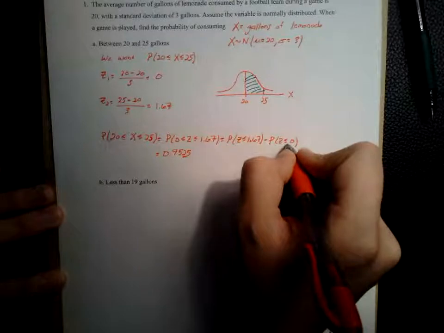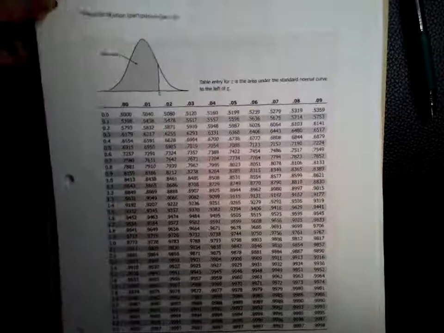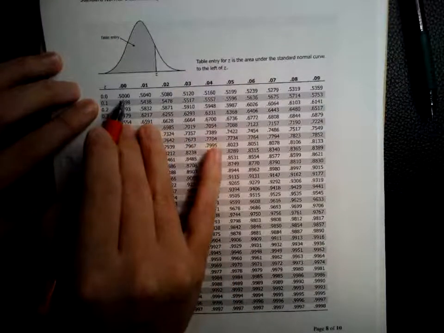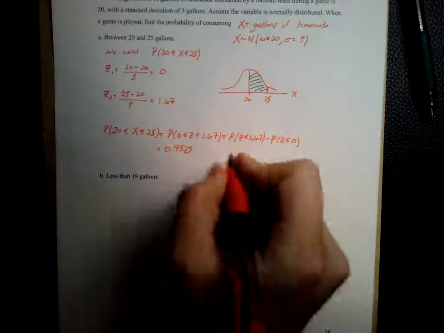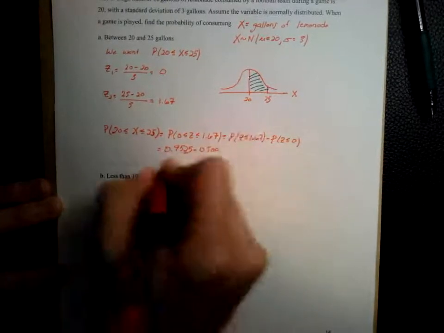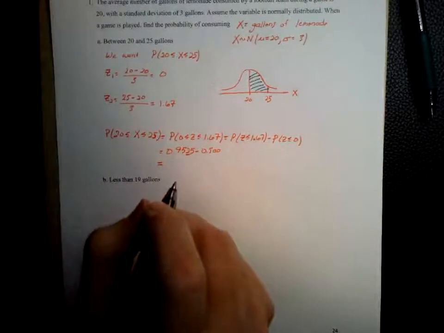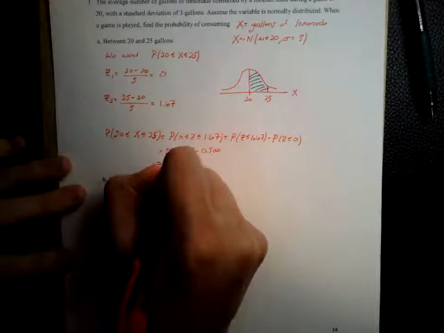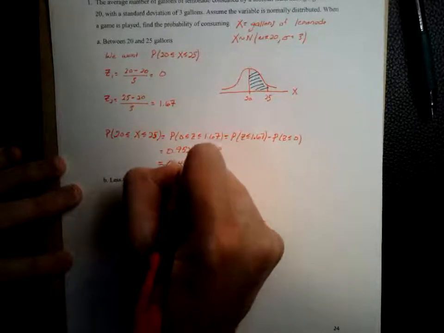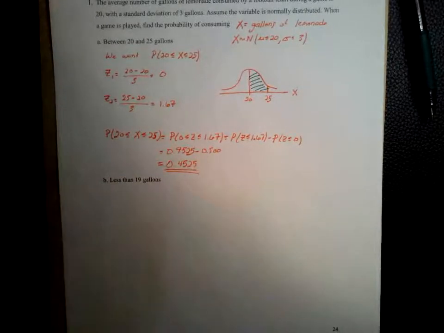We need to subtract off the probability of Z being less than 0. If we look in our standard normal table, for 0, the area to the left is 0.5. That means we're going to subtract off 0.500. Now if we do that, we get a final probability of 0.4525. And that is the answer for the first part.